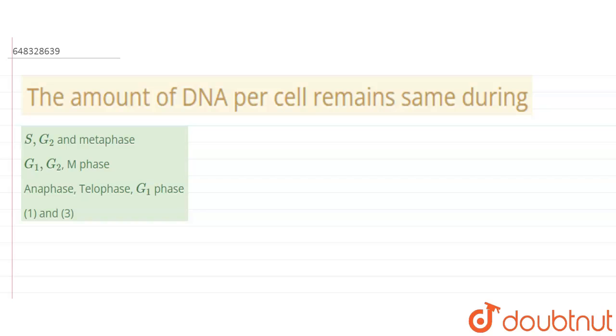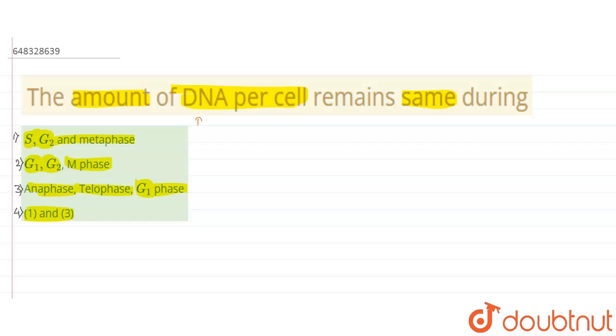Hello everyone. So here we have the question, and the question says that the amount of DNA per cell remains same during. The options are S, G2 and metaphase; G1, G2, M phase; anaphase, telophase, G1 phase; and 1 and 3. So first of all, we will mark the options as 1, 2, 3, and lastly 4. So these are the 4 options given over here.